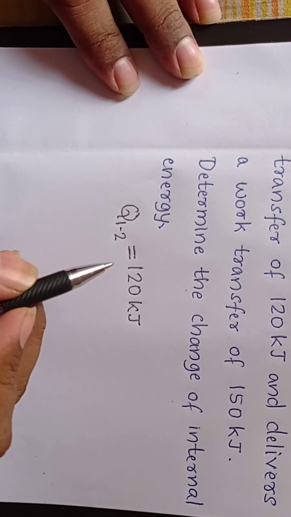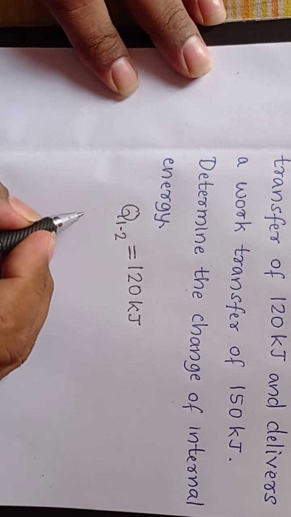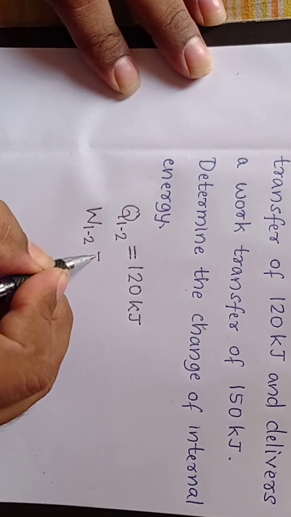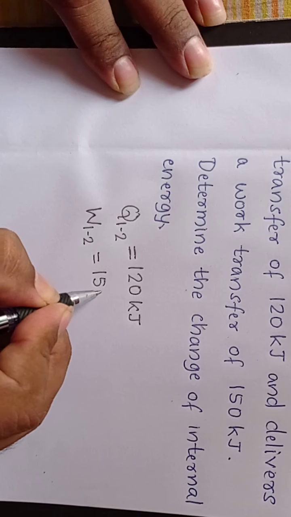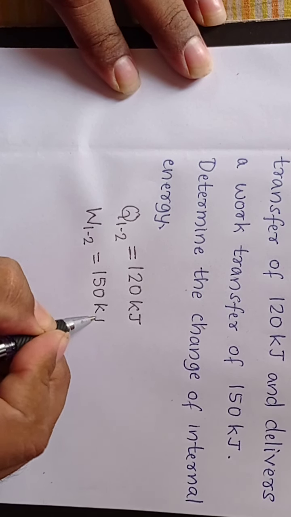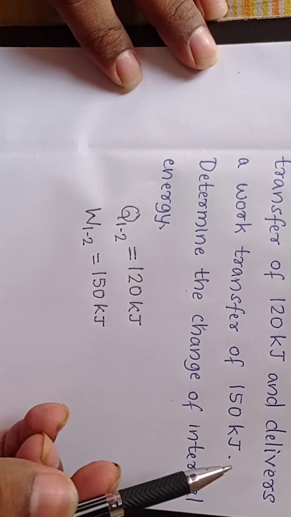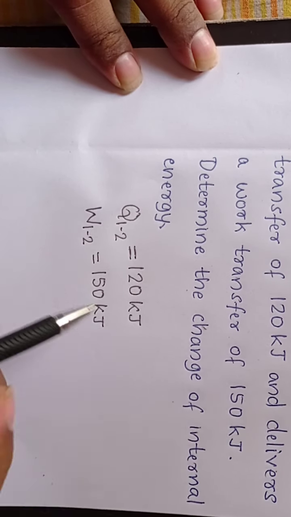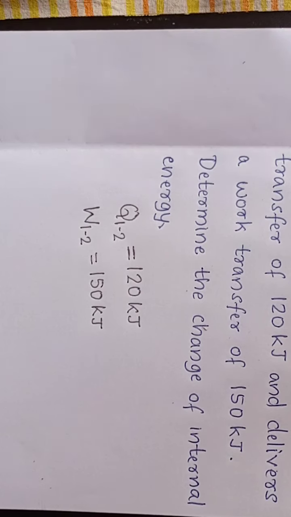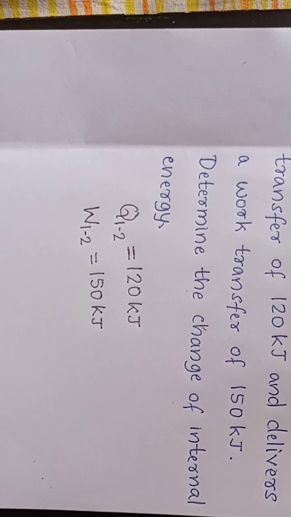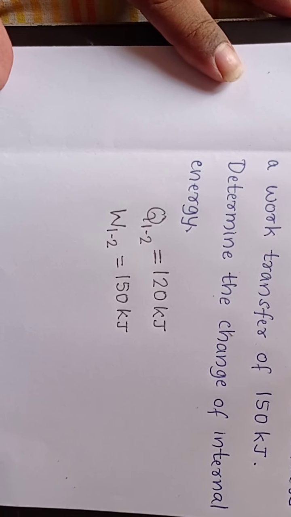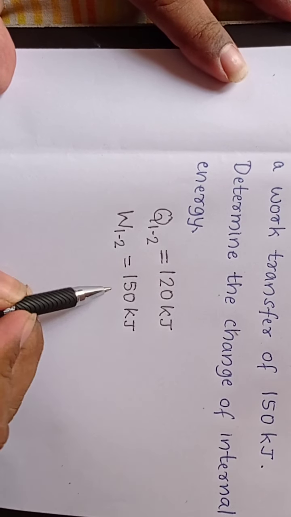And delivers a work transfer of 150 kilojoules. So work done W12 is given. It is again 150 kilojoules. And he says in the problem that it delivers a work transfer of 150 kilojoules. So therefore it is again positive. So Q12 is plus 120 kilojoules and W12 also is plus 150 kilojoules.